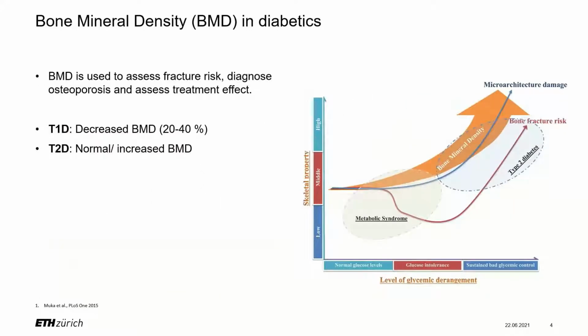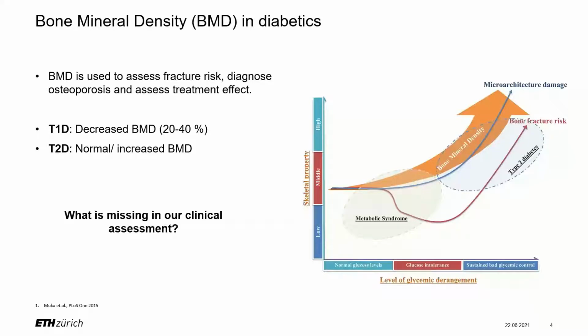If we put this in the frame of the FIDELIO project and consider how BMD is affected in diabetic patients, we do know that this is altered depending on type. In type 1 diabetes, we tend to see a decrease in bone mineral density, whereas in type 2, this tends to appear normal. However, with both cases there's an increase in fragility and an increase in the incidence of fracture.